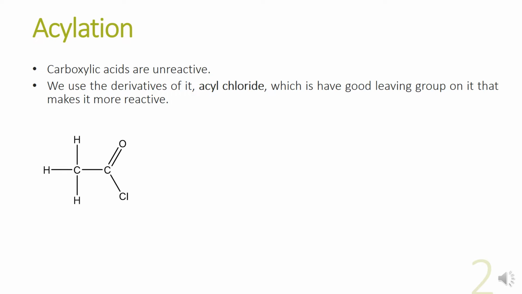the acid chloride does. Acid chlorides are actually derivatives of carboxylic acids. It is when we change this OH in the carboxylic acid with the halide. Okay, and this acyl chloride has a good leaving group, which makes it more reactive compared with the carboxylic acids.